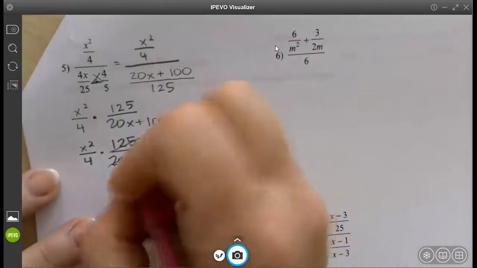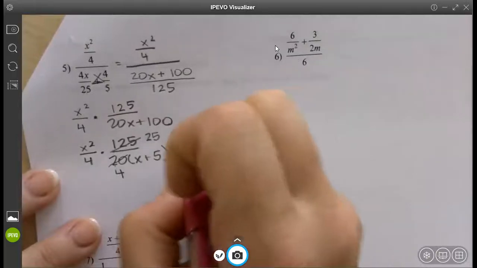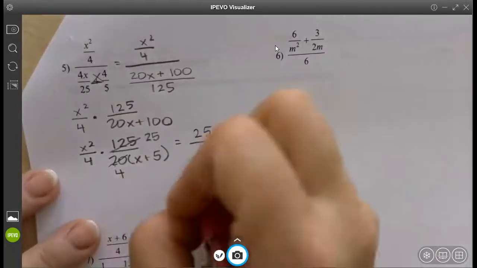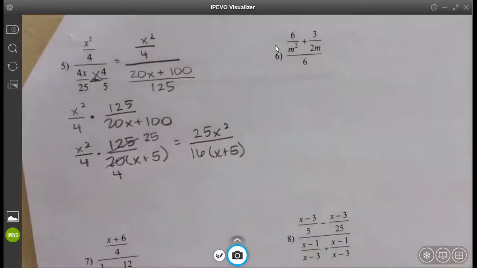So we just squish it together. 25 times x squared is 25x squared. On the bottom, we have 4 times 4, which is 16. And then x plus 5. Any questions?